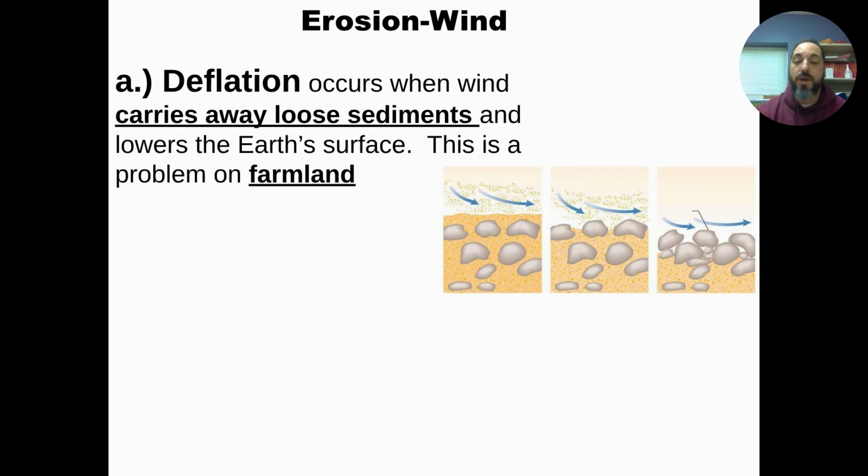All right, let's talk about wind erosion. So deflation, this is one type of wind erosion. It happens when the wind carries away loose sediments and lowers the Earth's surface, right? What's happening is it's going to move the light stuff, the small pieces, but it can't move the larger pieces. So that's going to cause those larger pieces to stay put. But because all that material is moving somewhere else, it's actually going to lower the elevation. It's going to lower the surface of the Earth.